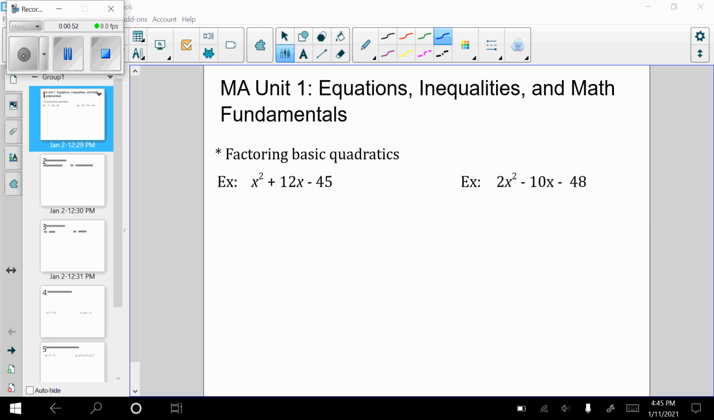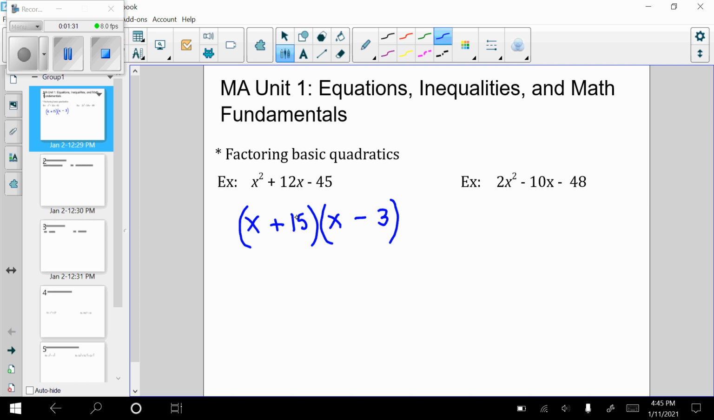Okay, so this first one is your basic quadratic factoring, where you have to find two numbers that multiply to negative 45 and add to positive 12, with the coefficient of x squared being 1. So pretty simple. We know we have x times x, which is x squared. And then the two numbers that are going to multiply to negative 45 and add to 12 are going to have to be 15 and 3. And since I need a positive 12, then this one is going to be negative and this one's going to be positive. So basic factoring there.